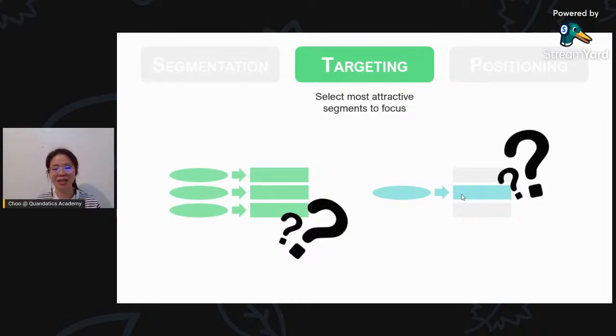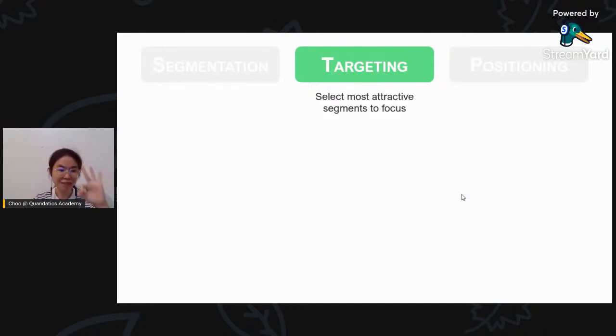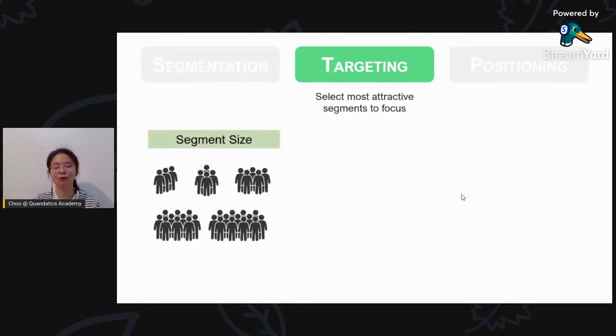So for sure you will be asking, how do I know which segment I should focus on? Typically there are 3 factors to consider. First one is the segment size. You need to consider how large it is. For sure, with a larger market segment, you are going to have a larger possibility.